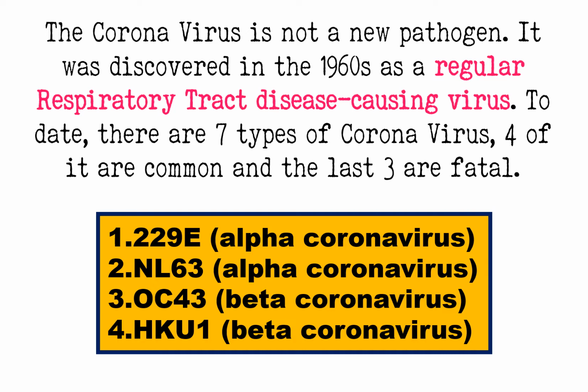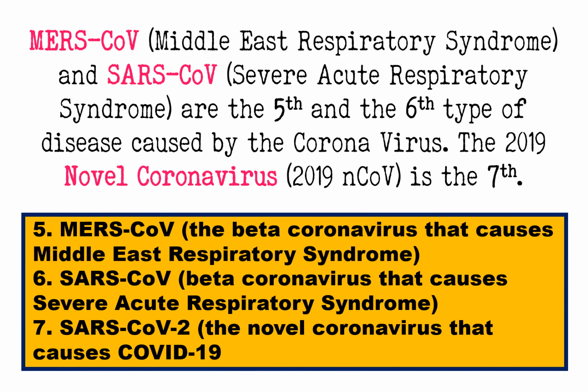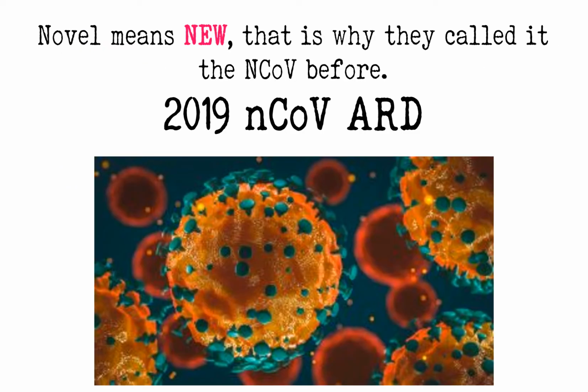The first 4 are common, which causes our usual colds and cough. The fifth coronavirus is what we all know as the MERS-CoV or the Middle East Respiratory Syndrome. The sixth is the SARS-CoV or the Severe Acute Respiratory Syndrome. And now the seventh one is the novel coronavirus we call COVID-19. It was called novel before because it was new. Novel means new. But after some time, they erased the word novel.